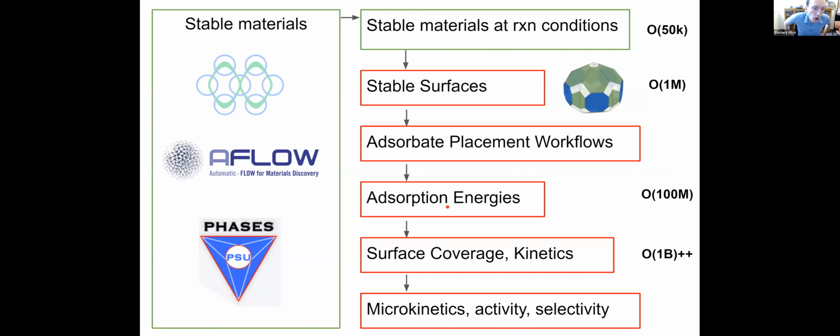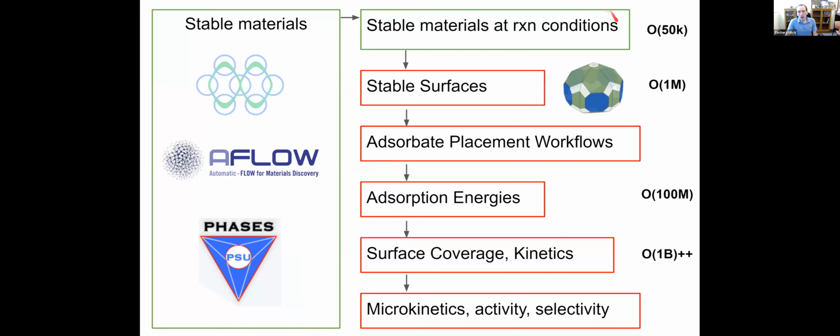Okay, so most of our screening approaches look something like this. We're interested in stable materials. We usually start with the Materials Project and then add data from additional databases like AFLOW or the PHASES database at Penn State as needed. We take those stable materials.